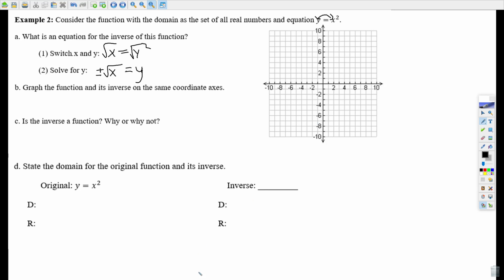Okay. So graph the function inverse on the same coordinate axes. Is the inverse a function? We've got to include both, right? So yes, if we include both, we have to include the positive and the negative. Man, this is not working out for me.